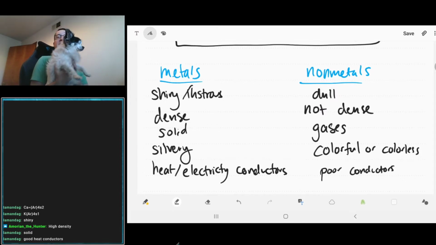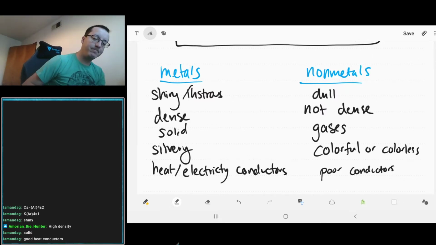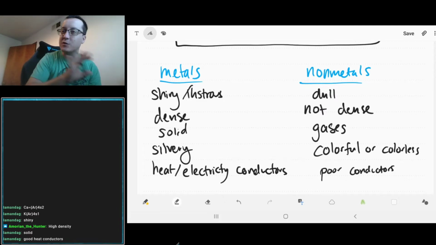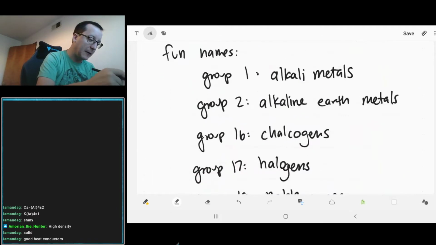Okay, so knowing where our things are on the periodic table, I'm going to zip right back up to the top real quick, and then we'll come back to this list, okay? So I will come back. I just want to show us one thing real quick.